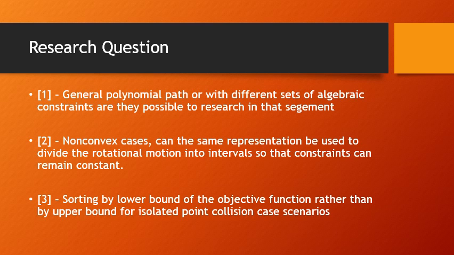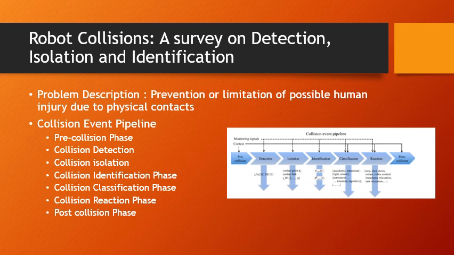Sorting by lower bound of the objective function rather than by upper bound for isolated point collision case scenarios: can that be discovered? So our elementary pipeline is described. It starts from detection to identification, considering all internal and external factors. In the pre-collision phase, the primary goal is collision avoidance and anticipating the motion to minimize the impact effects.